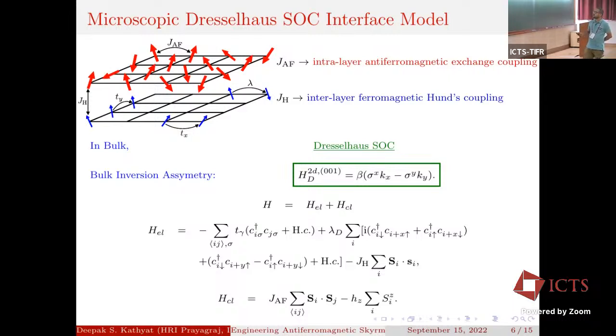Its expression in the continuum is given by this. We now write the lattice Hamiltonian on a square lattice. It has an electronic part and a classical part. The electronic part consists of tight-binding terms and spin-orbit coupling terms, and you can see here the electrons can hop from up to down also, or down to up. And there is a Hund's coupling. The classical terms in the Hamiltonian are the antiferromagnetic coupling and the Zeeman field.